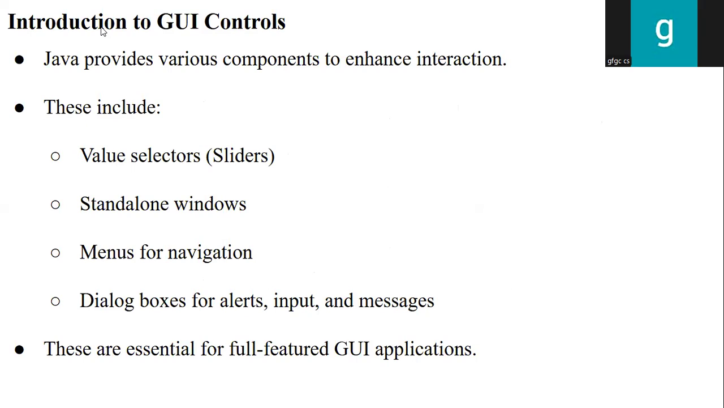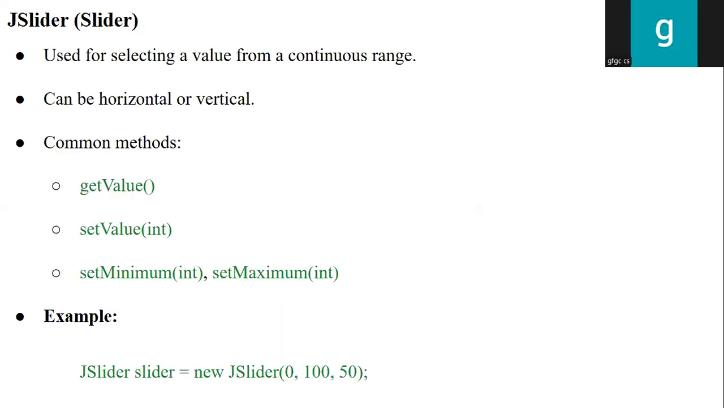Introduction to GUI controls. Java provides various components to enhance the interaction. These include value selectors called sliders, standalone windows, menus for navigation, and dialog boxes for alerts, inputs, and messages. These are essential for full-featured GUI applications.